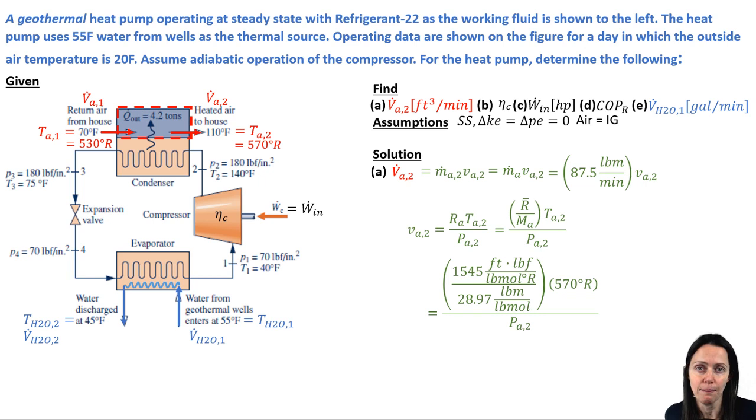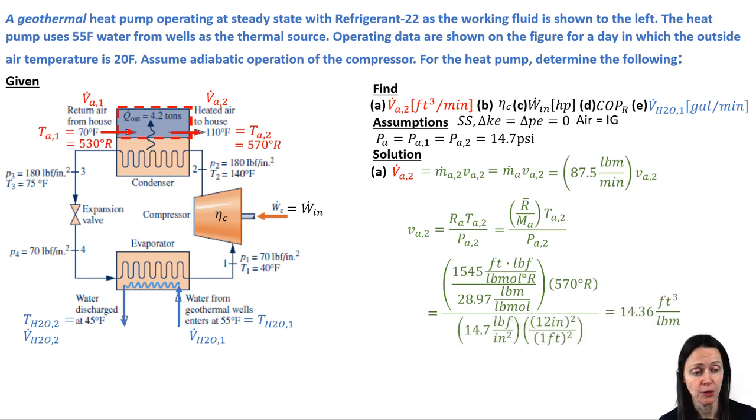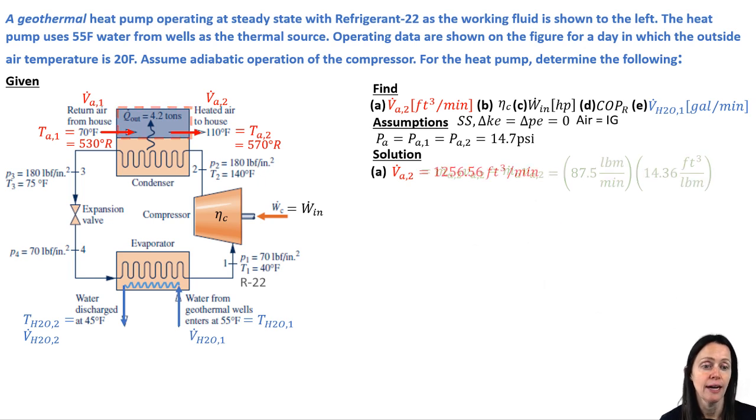The only thing I might not know right now is just the pressure of the air at 2, but I can make a pretty good assumption that it's at atmospheric pressure, and I can assume that the pressure at state 1 of the air going into that duct is the same going out, and it's just 14.7 psi. So if I plug that in, do my unit conversions, I get my specific volume. And if I plug and chug, I can get my volumetric flow rate.